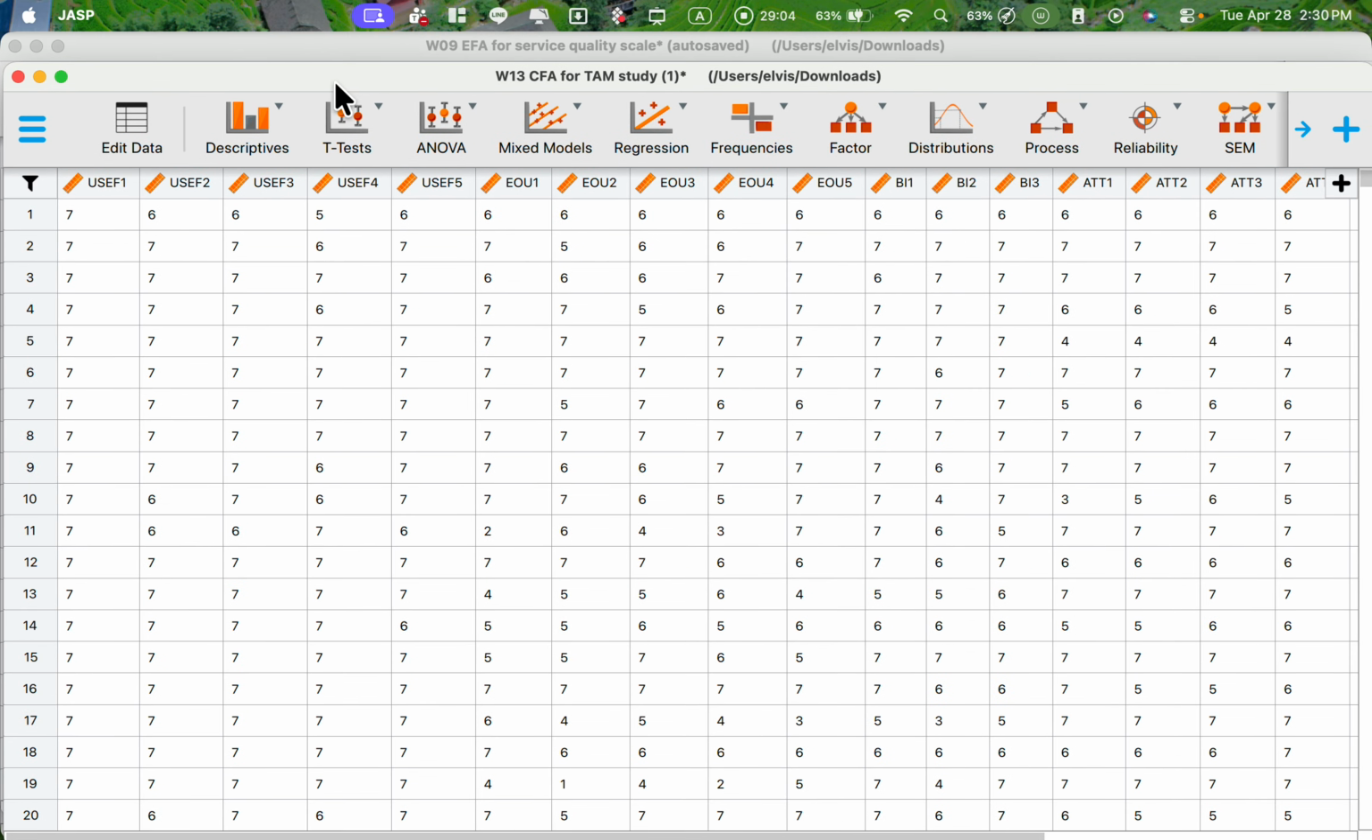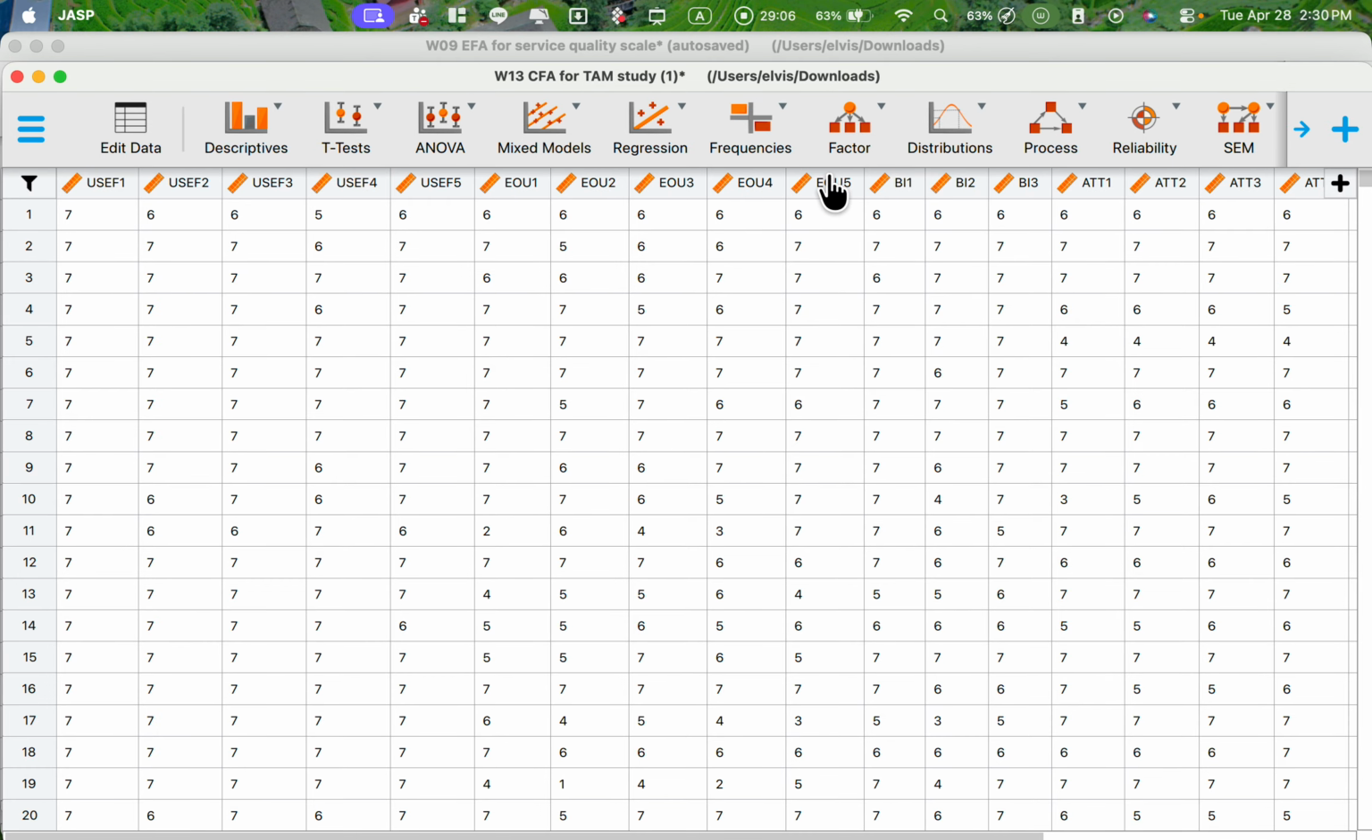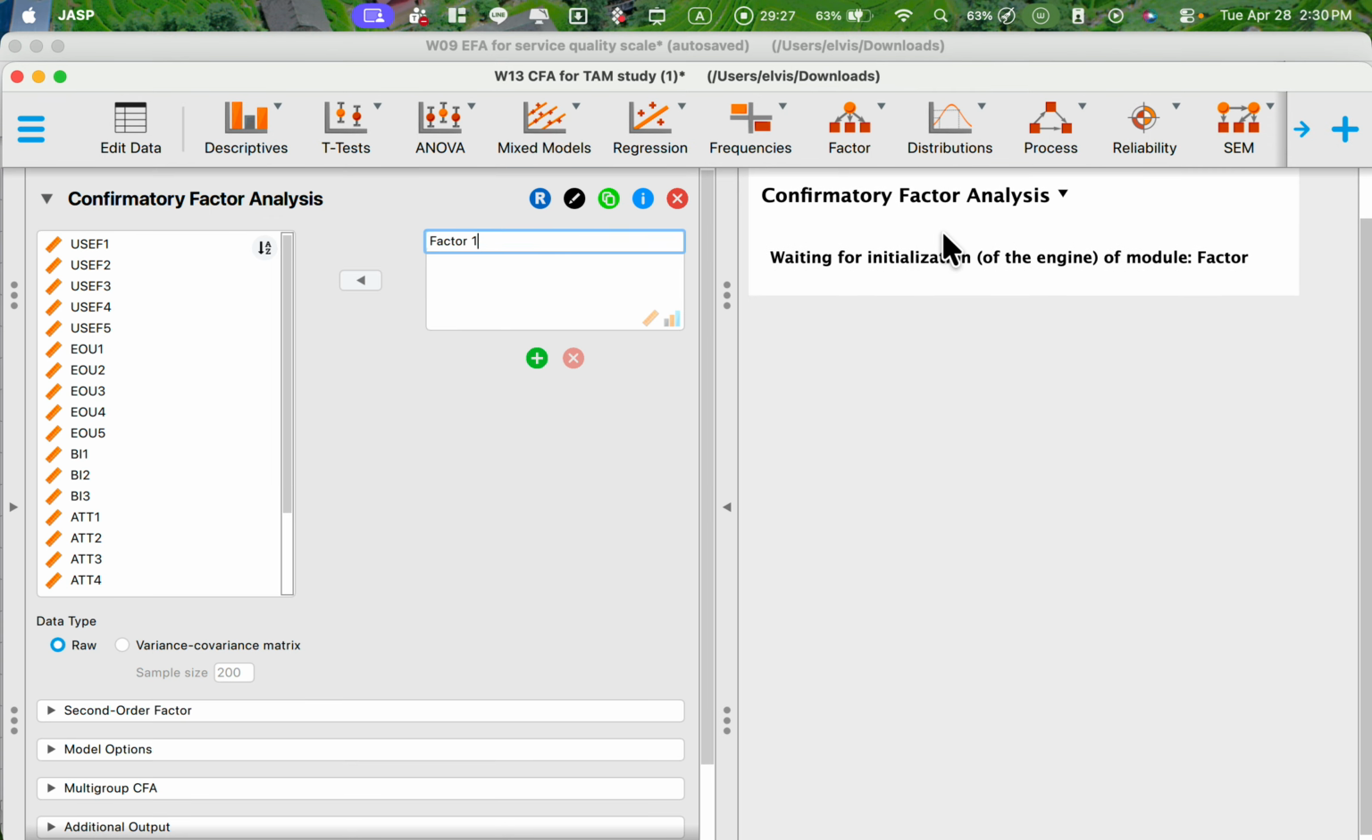Okay, remove. So now I don't have any report of analysis. Okay, the next step, we collect the factor. We collect CFA, confirmatory factor analysis. So click here.